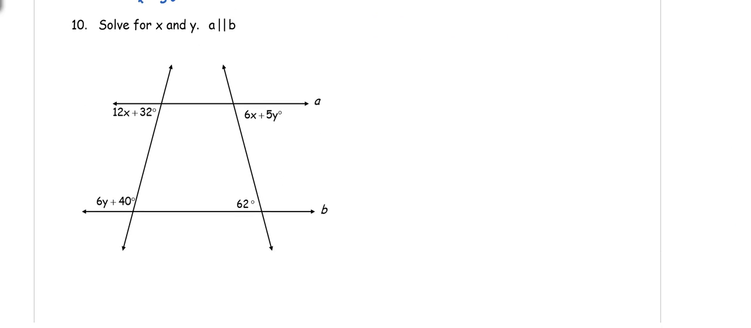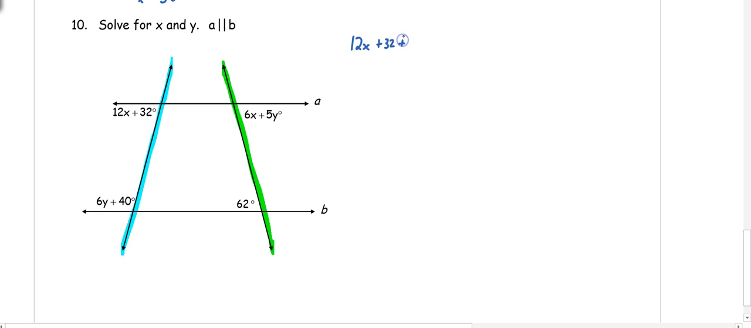Now, number 10, solve for x and y. So A is parallel to B, which means that these other two lines are going to be transversals. So the angles that are on the blue line have a relationship together. The angles on the green line have a relationship together. So on the blue line, our angles are on the same side of the transversal and between my parallel lines, which means they are same side interior angles. So same side interior angles need to be added together and set equal to 180.